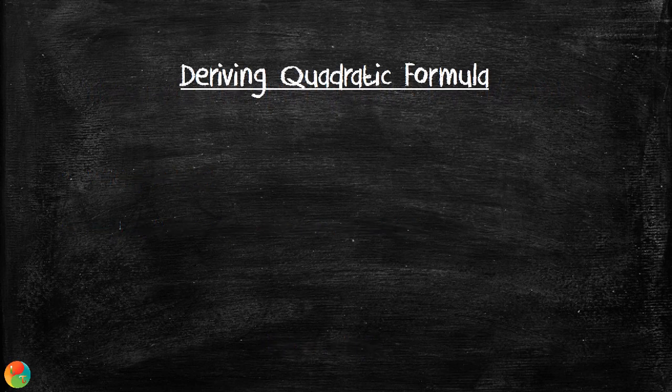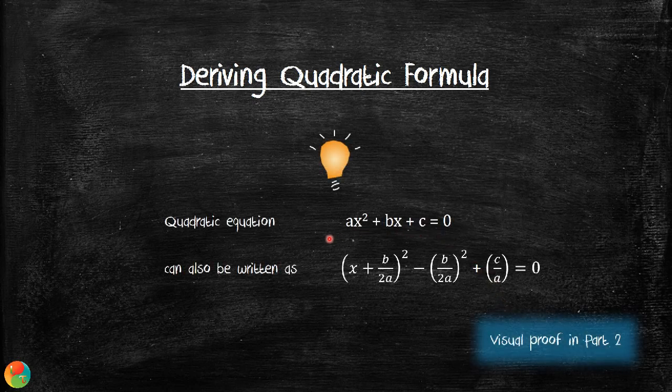Our first topic is deriving quadratic formula. We know the general expression of quadratic equation is ax² + bx + c = 0, which can also be rewritten as (x + b/2a)² - (b/2a)² + c/a = 0. How did we get to this equation? The visual proof of this has already been done in part 2, which is nothing but completing the square. So make sure to watch part 2.